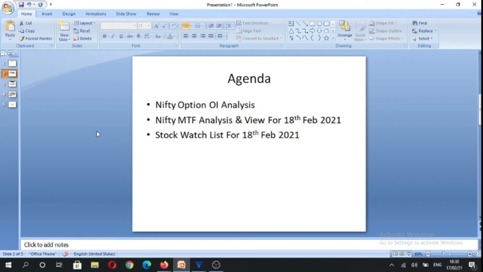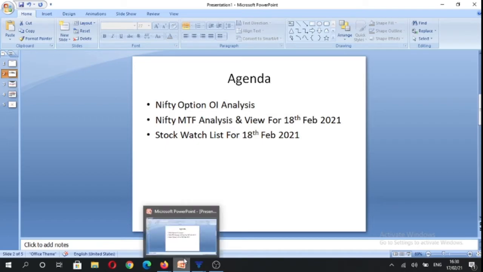The purpose of making this video is to analyze Nifty options open interest data. We would be analyzing Nifty spot on multiple time frames, and we would be framing a view for tomorrow, that is 18th February, Thursday. Apart from the index, we would be discussing our stock watch list.